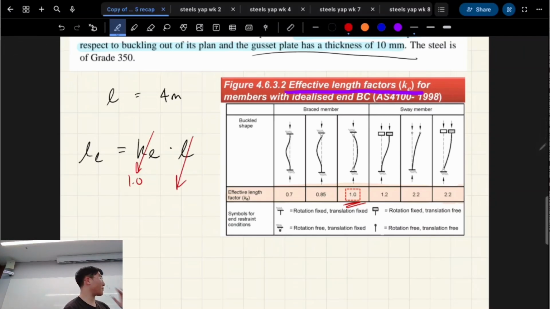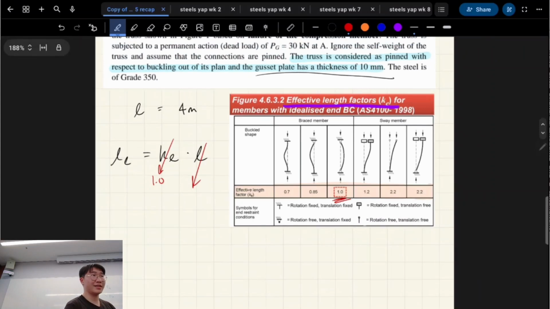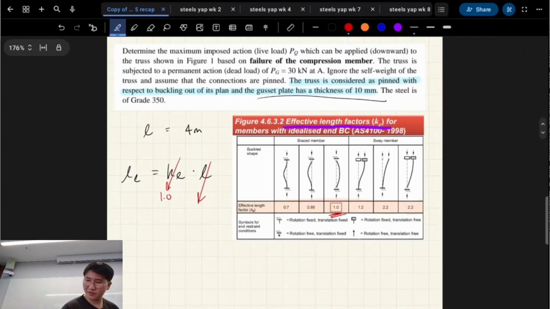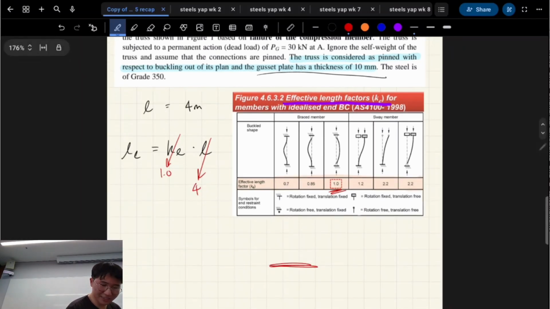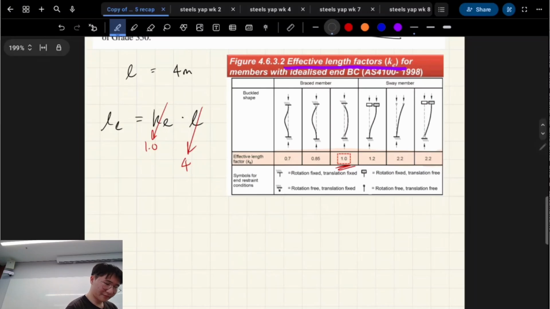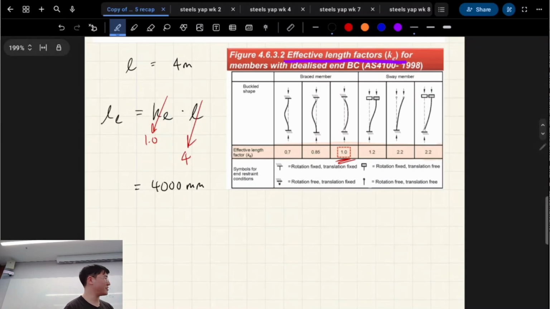For L, the length of that compression member is going to matter. I'm going to have to scroll up to it again. Oh no, I think I have it here. It was 4 meters, right? So remember, that was that member there, because it's 4 meters by 4 meters. That member's 4 meters, so the length we're going to take is 4 meters, or 4,000 mil.